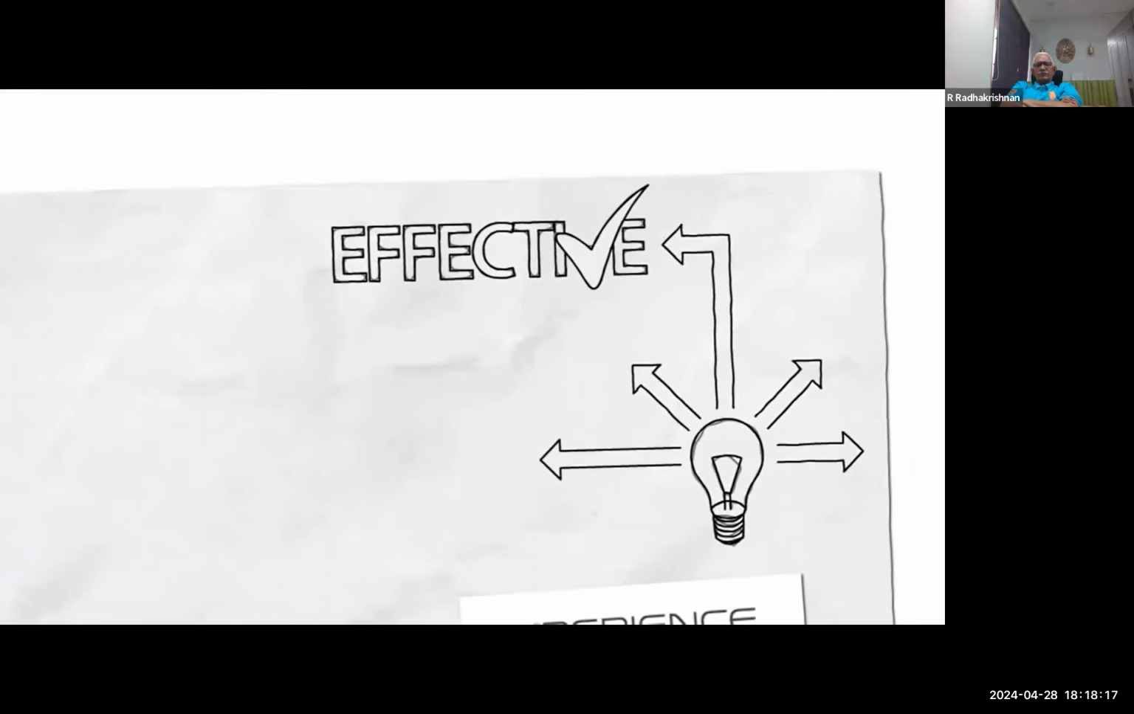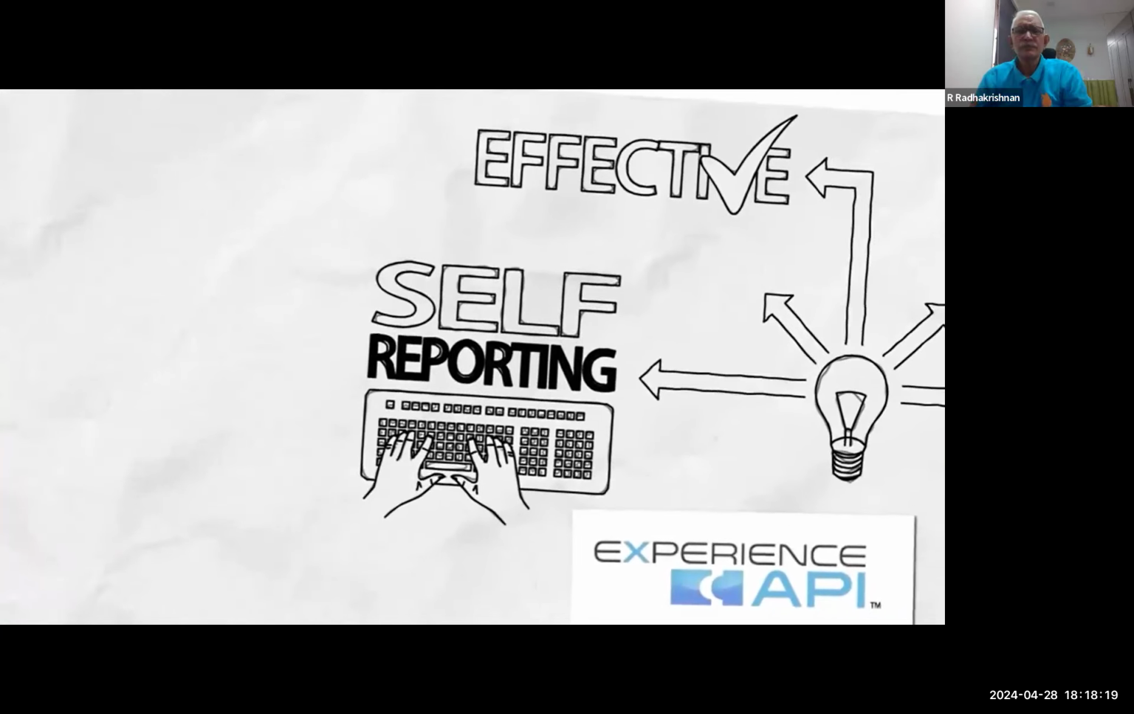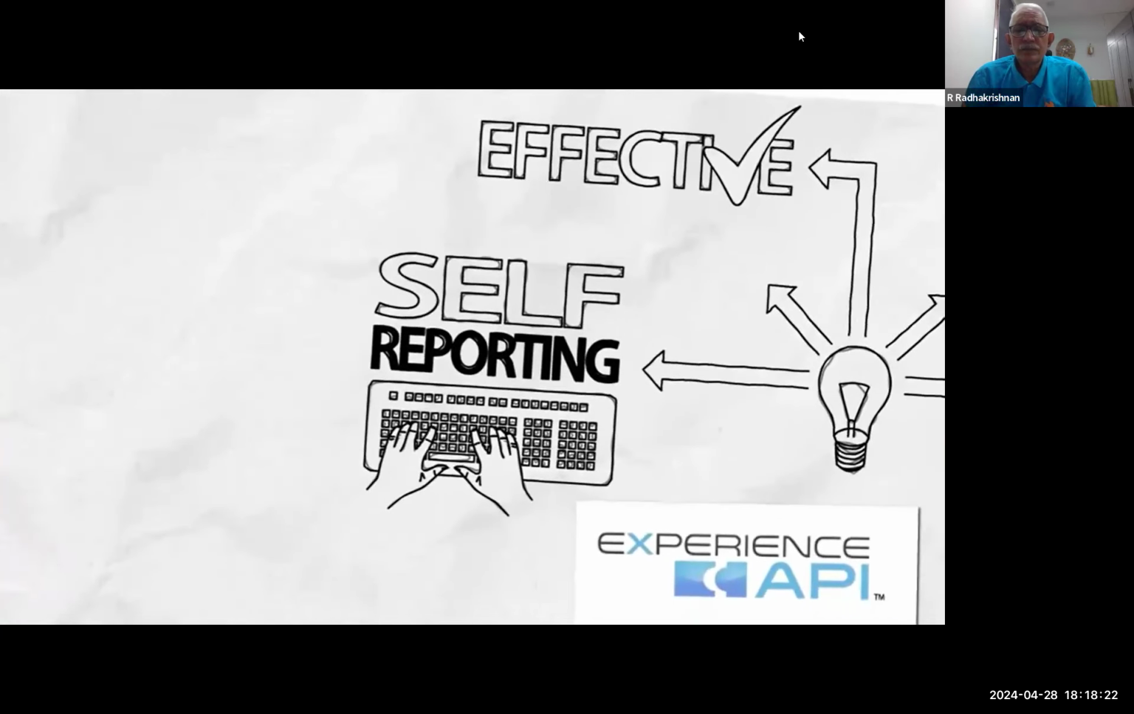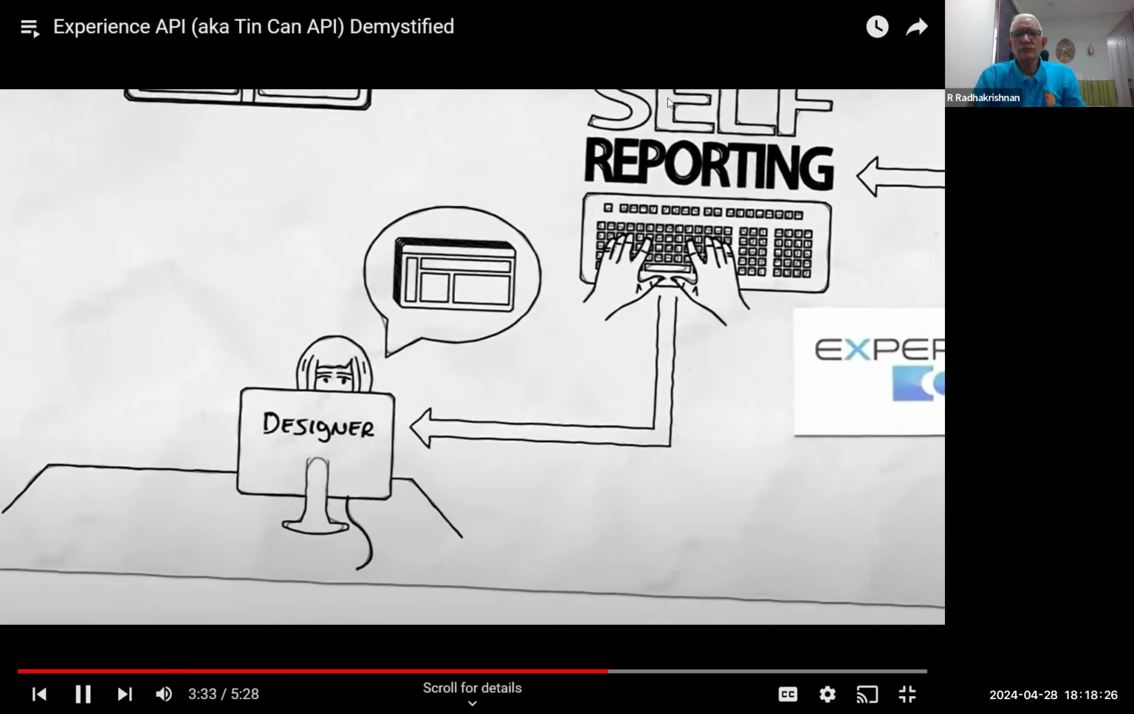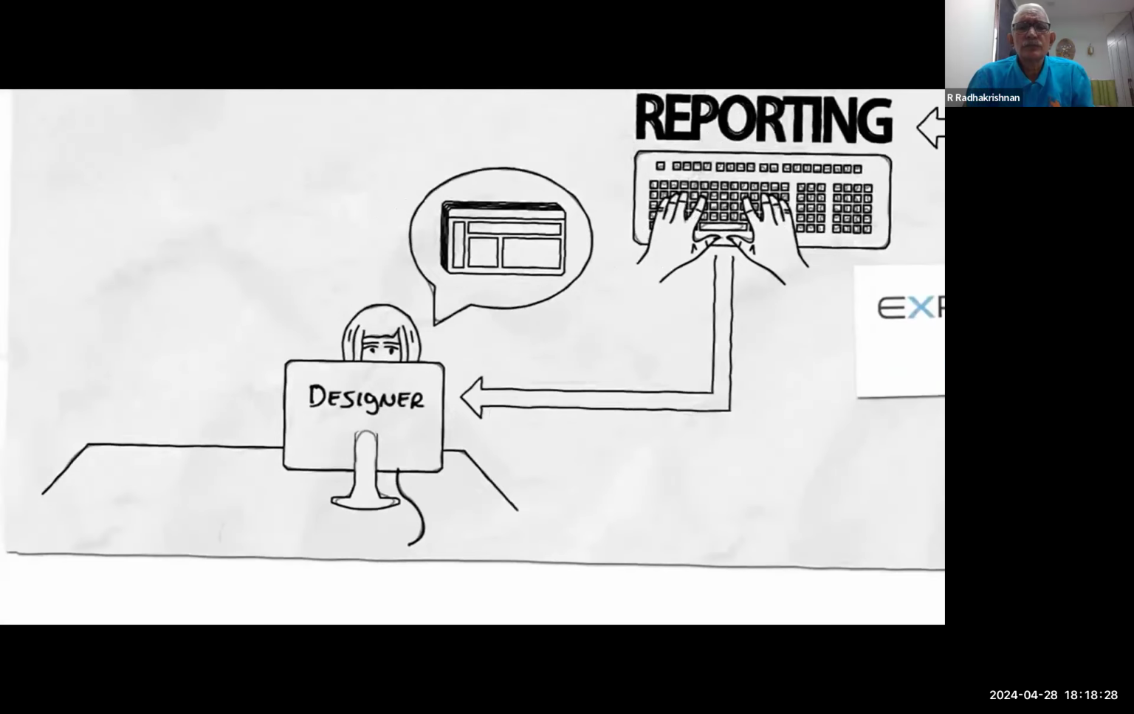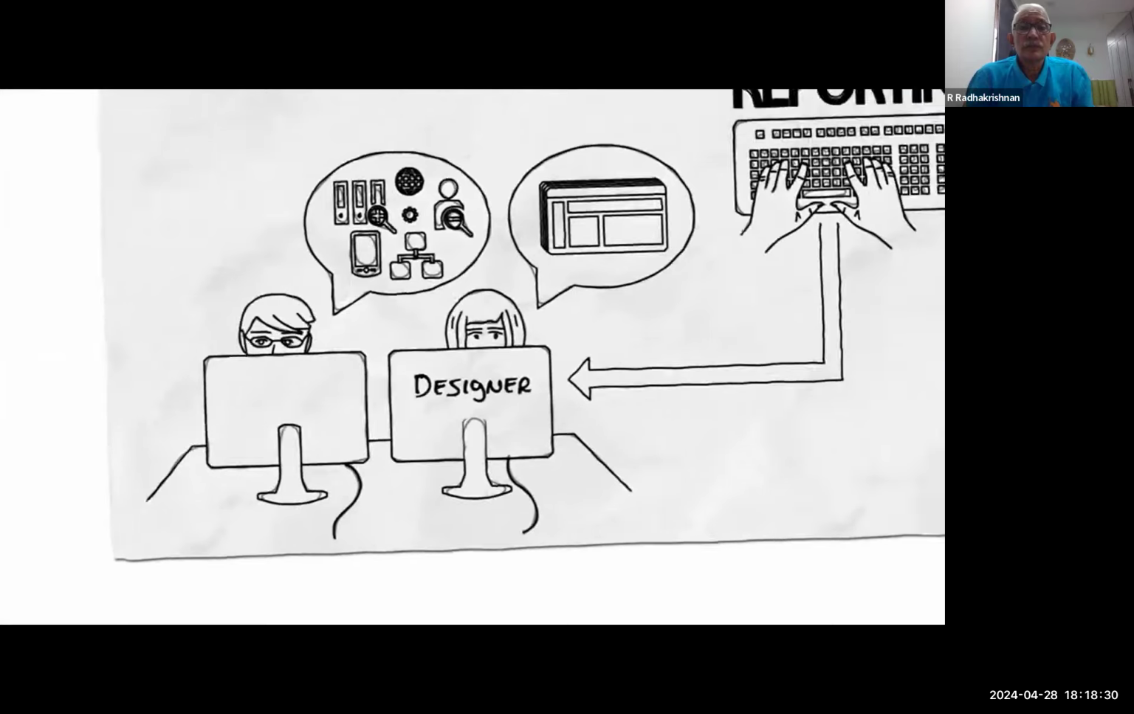Experience API promises to allow self-reporting of achievements. It could build a personal portfolio. A designer can record screenshots and other details of her projects. A team member can record his contributions. And in many ways, it goes well beyond SCORM.